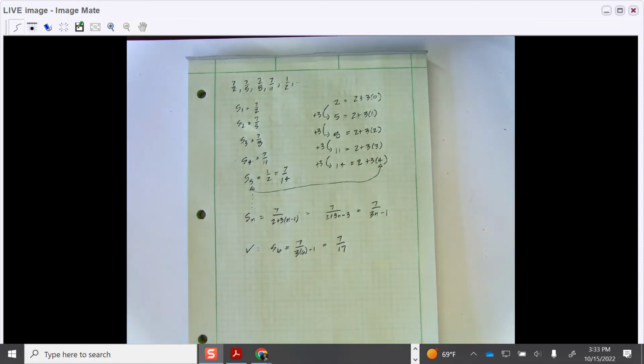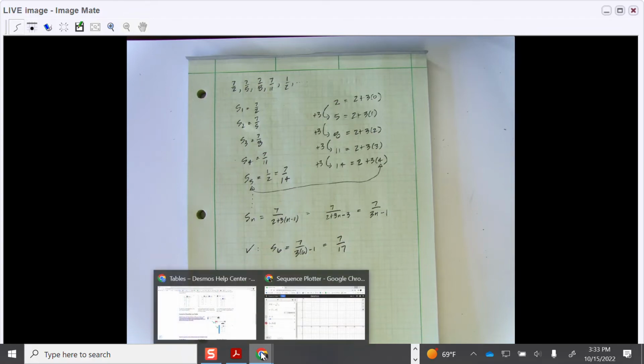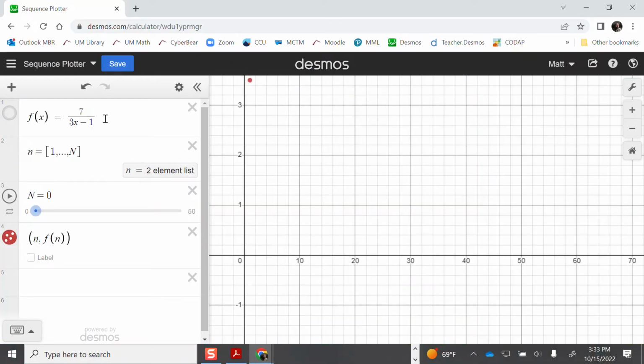Okay, so let's take a look at how we could represent this graphically. Of course, you could do this by hand, but I think the easier way to do it is just to hop on Desmos and take a look at this sequence. I think I have it already ready for us to go. I'll put a link to the sequence plotter if you want to use this to get pictures of sequences. The way it works is that you have to input a function first here, and I think I already have the function inputted, 7 over 3n minus 1. I did have to use x for the function, but anyway, and then what I have down here is a list of elements.